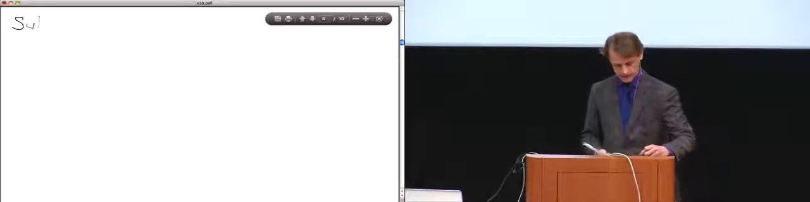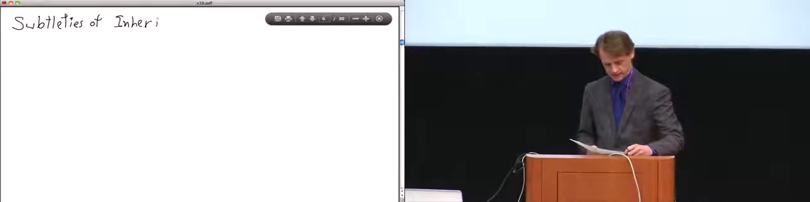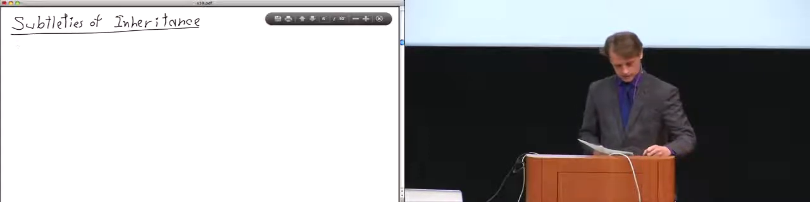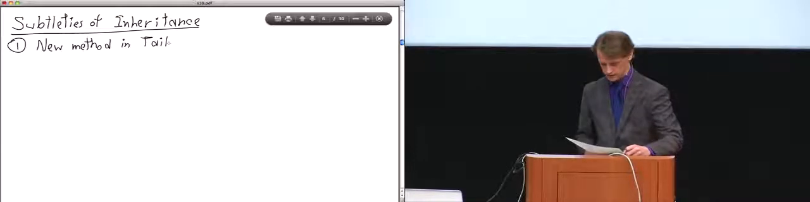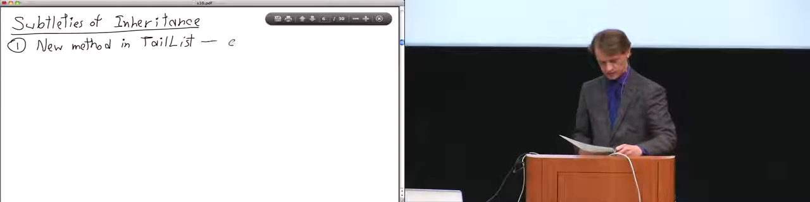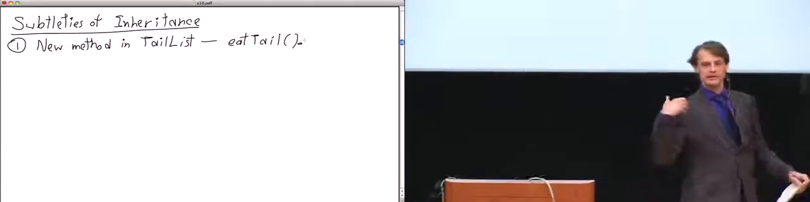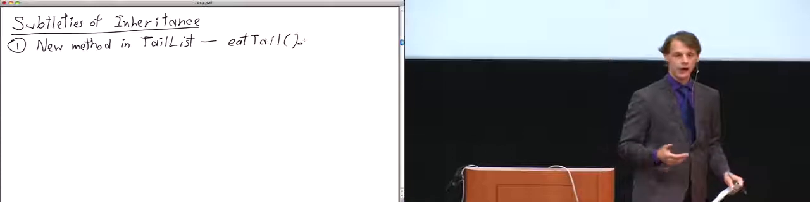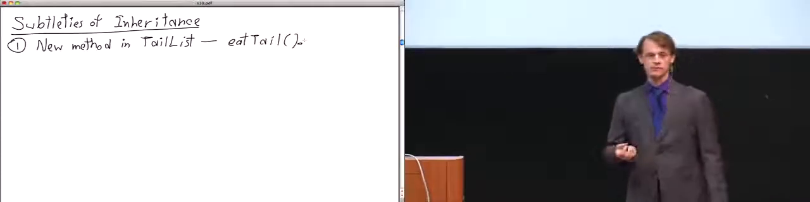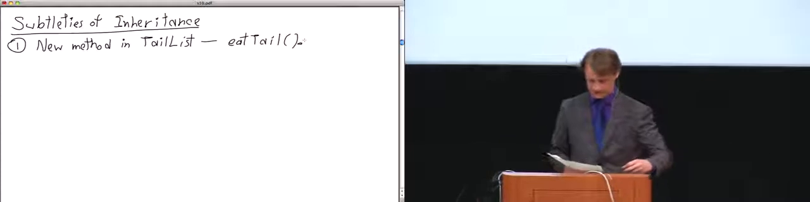So there are a lot of little subtleties of inheritance that we need to work out now, because this is all kind of complicated. So I'll list 3 of them. Subtlety number 1, suppose we write a new method in the tail list class, and it's called eatTail. So this will demonstrate the problem we were just talking about again. If I want to call eatTail on a variable, that variable has to be guaranteed to have an eatTail method. And so that basically needs to be a tail list.